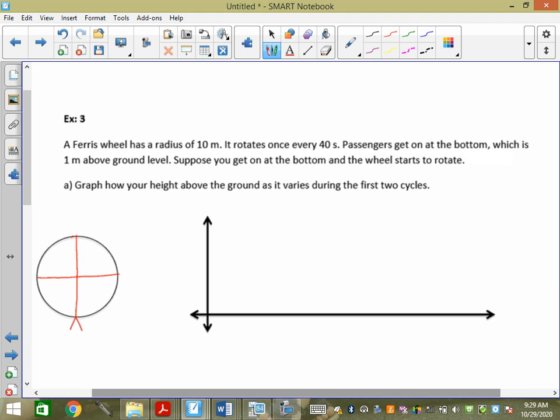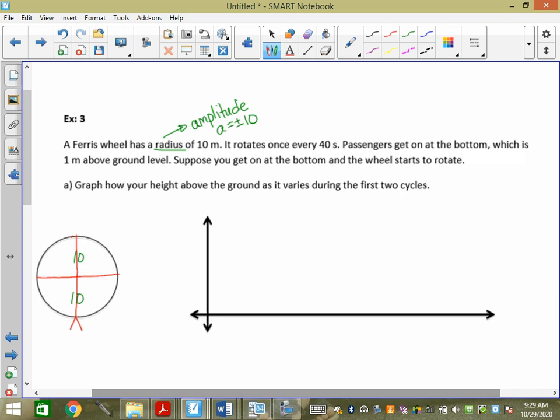What on here represents 10? This and this. What is 10? What is a radius in trig? Amplitude. So I know my A equals plus or minus 10.